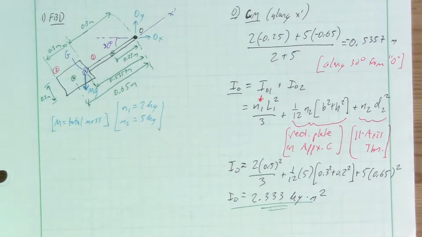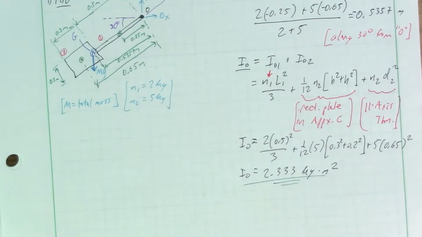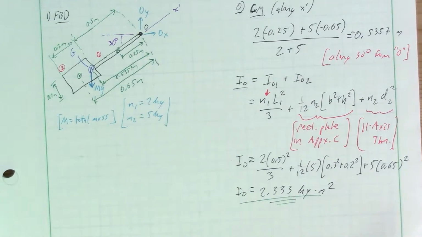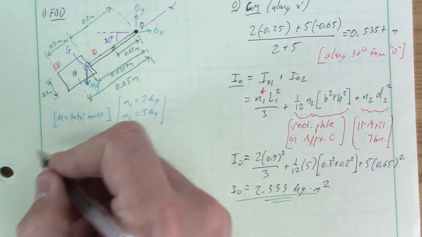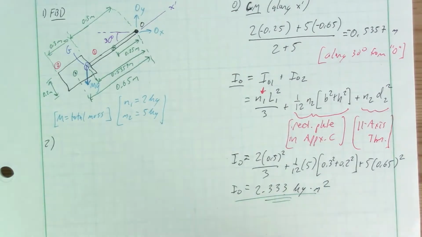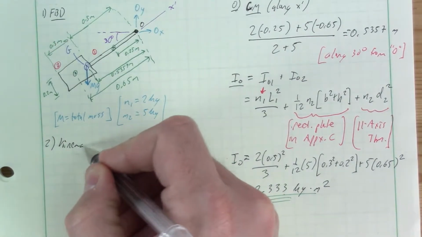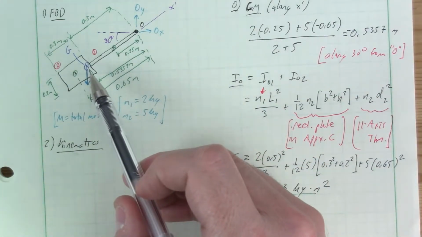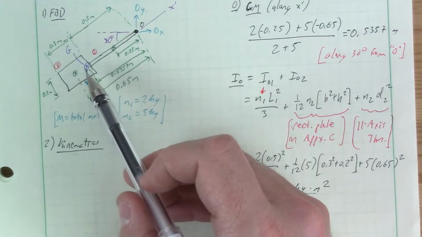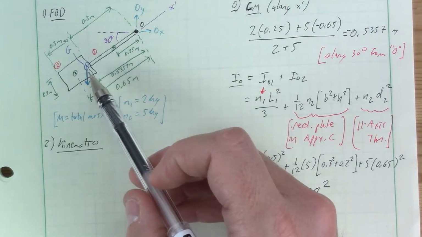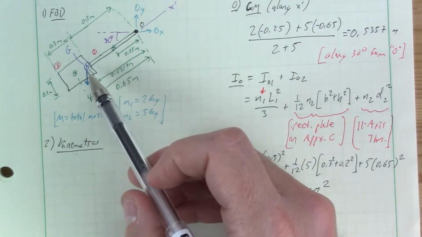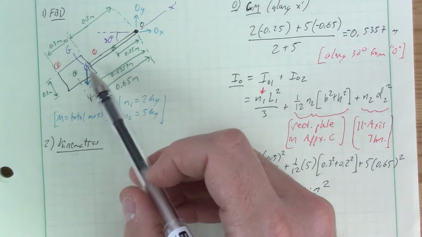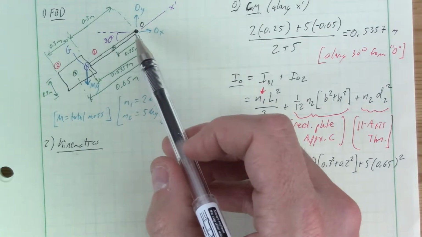Okay, so we got our geometrical properties, we got our free body diagram. We are now ready to get into kinematics and our equations of motion, or dynamic analysis. So number 2 here, we'll go to kinematics. What we'd like to do is relate the acceleration of G, because our translational equations of motion are going to be written in terms of the acceleration of G, acceleration of Gx, acceleration of Gy.